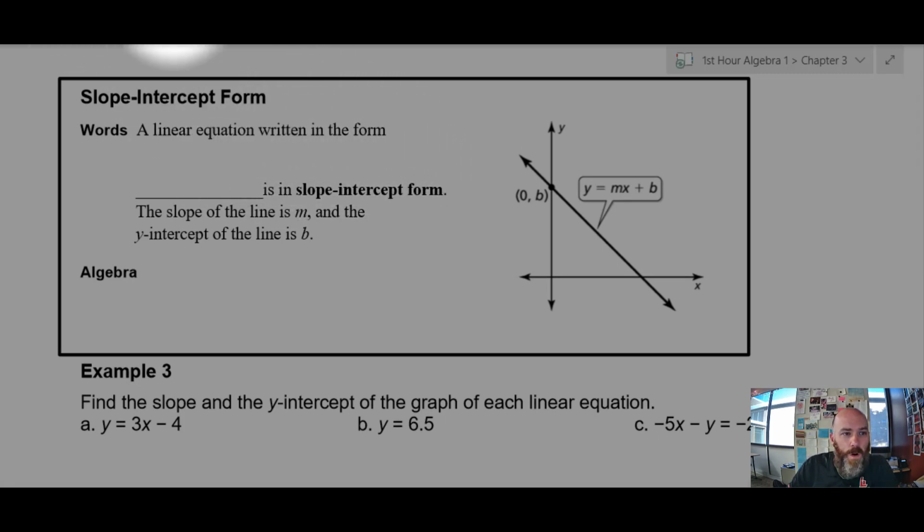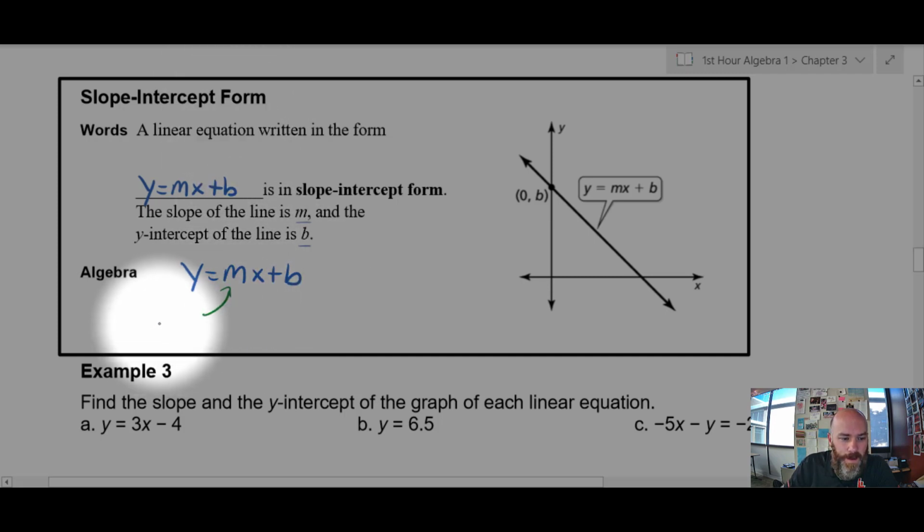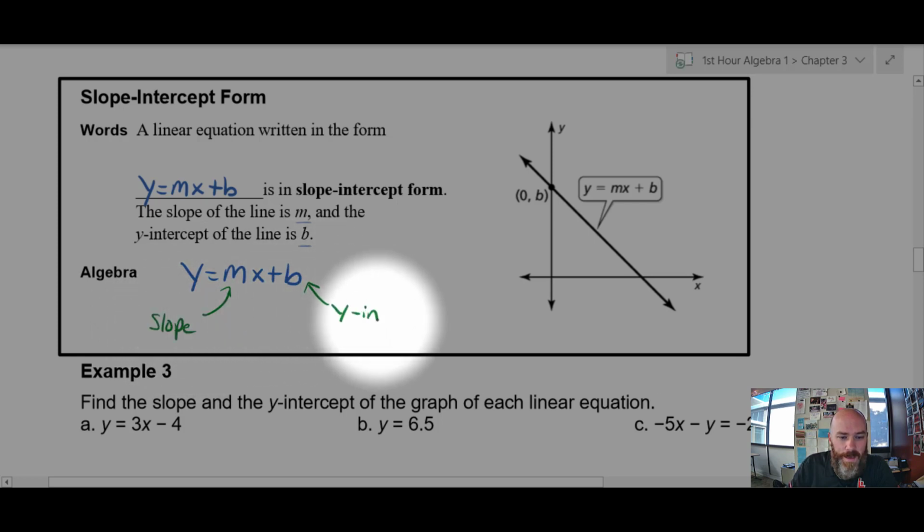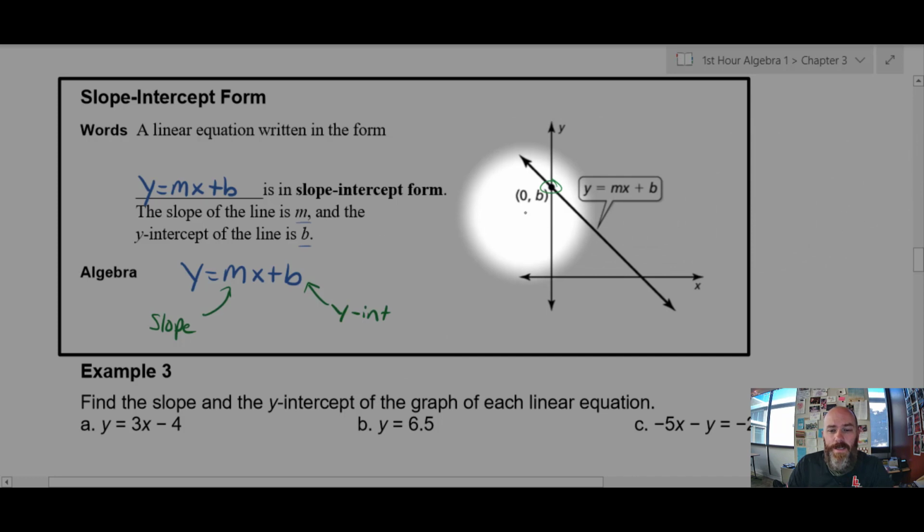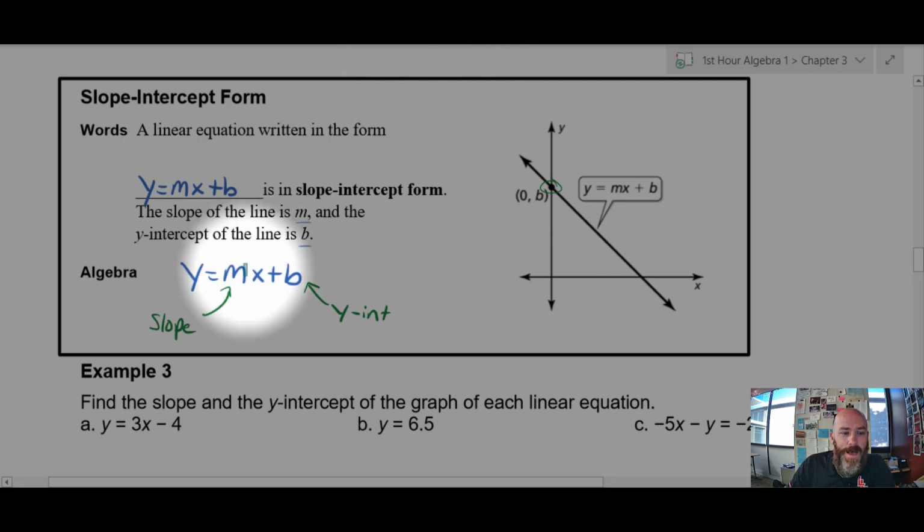A linear equation written in the form y equals mx plus b is in slope-intercept form. The slope of the line is the m, and the y-intercept is the b. So we're just going to make this a little bit easier to see. y equals mx plus b. I'm going to write down that the m is the slope, and the b is the y-intercept. And if you look over here, the y-intercept is where it crosses the y-axis, and it's the point (0, b). So if you can just identify your slope and identify the y-intercept, boom, you're going to be really good.